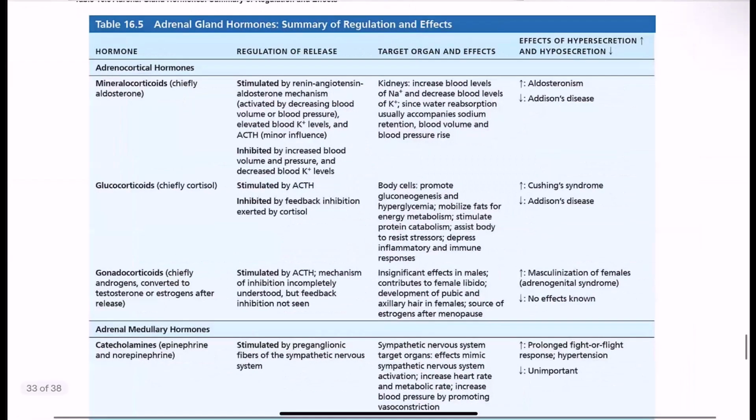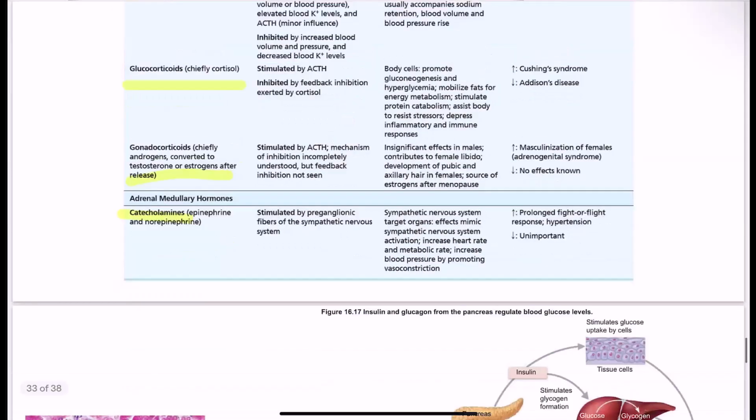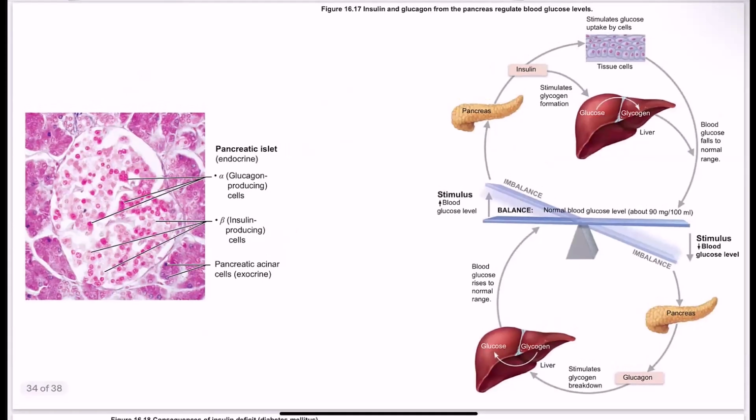All right. Here is a table from your textbook to describe and summarize the major effects of each of those adrenal groups we just talked about. So the mineralocorticoids, the glucocorticoids, gonadotropins, and then lastly the catecholamines, the epi and the norepi. You all know me, I like a good one-page summary. Okay, moving on to the pancreas. We're almost there, I promise.